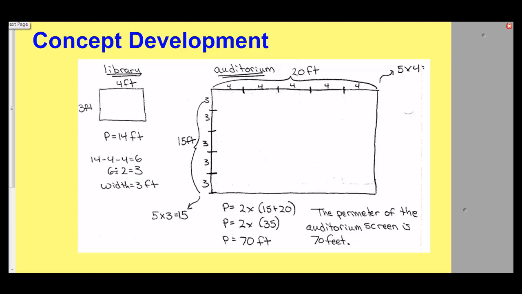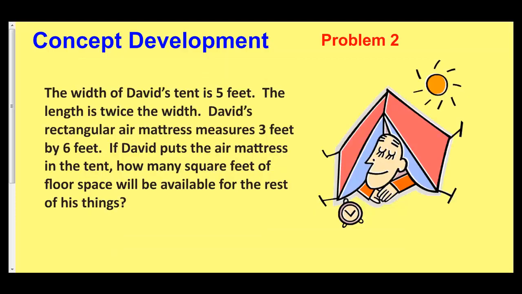Let's take a look at the next one. The width of David's tent is 5 feet. The length is twice the width. David's rectangular air mattress measures 3 feet by 6 feet. If David puts the air mattress in the tent, how many square feet of floor space will be available for the rest of his things?